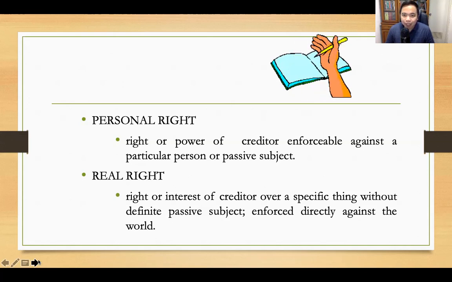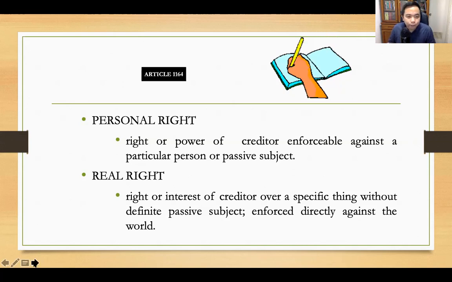Pag real right, class, it binds the property regardless of the person against whom it can be invoked or enforced. Kasi pag real right, it binds the property. It binds the whole world. Kahit sino pwedeng bound by the performance of the obligation pursuant to the real right. Okay.